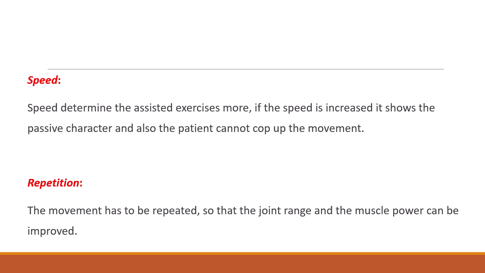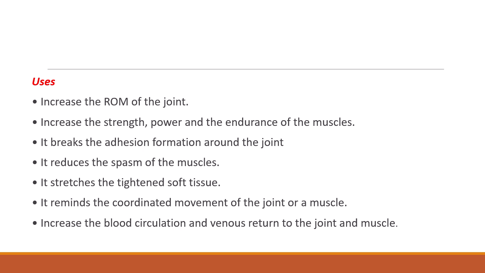Then speed. In assisted exercise, if the speed increases, it shows passive character, and also the patient cannot top up the movement. Then repetition: the movement has to be repeated so that the joint range and the muscle power can be improved. We can ask the patient to do the repeated movement to get the range and the muscle power of the patient. Then what are the uses?